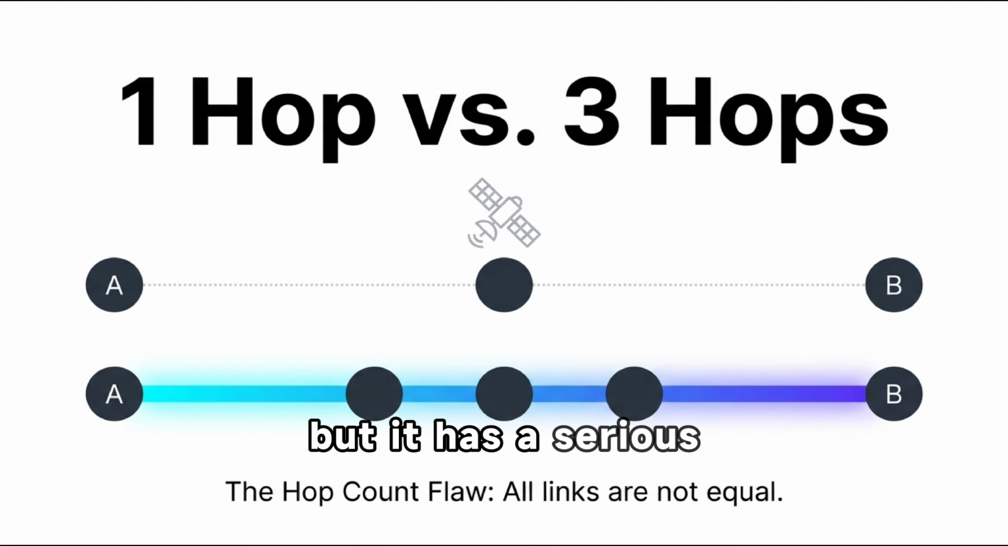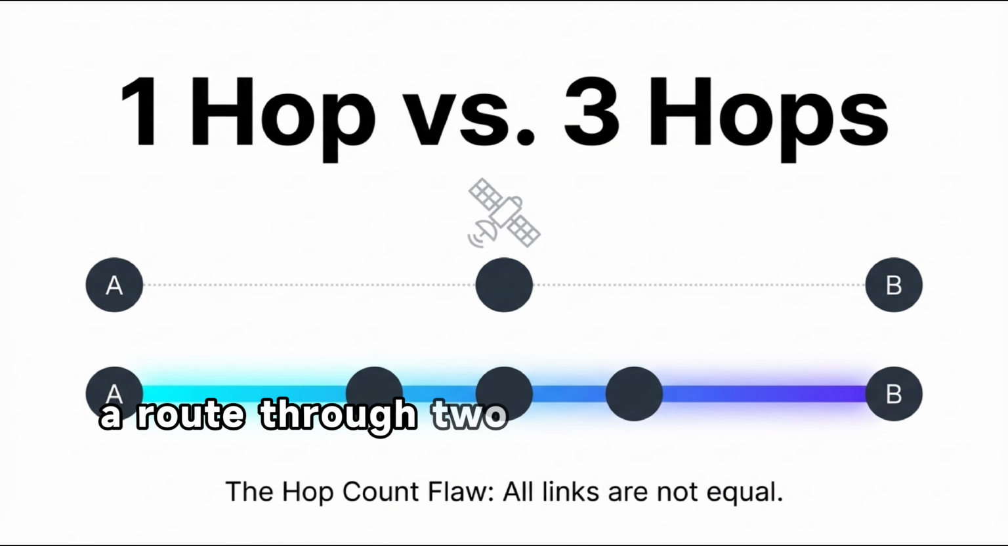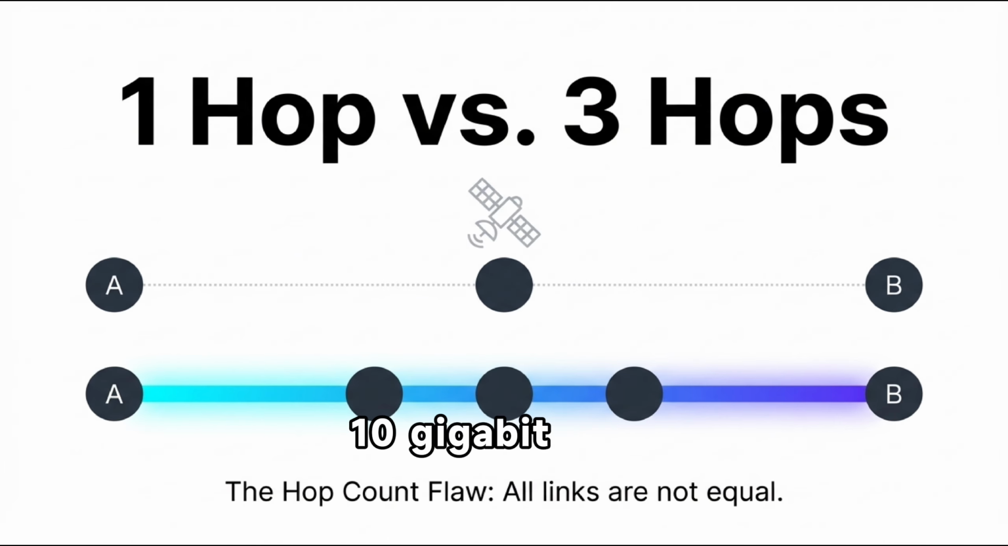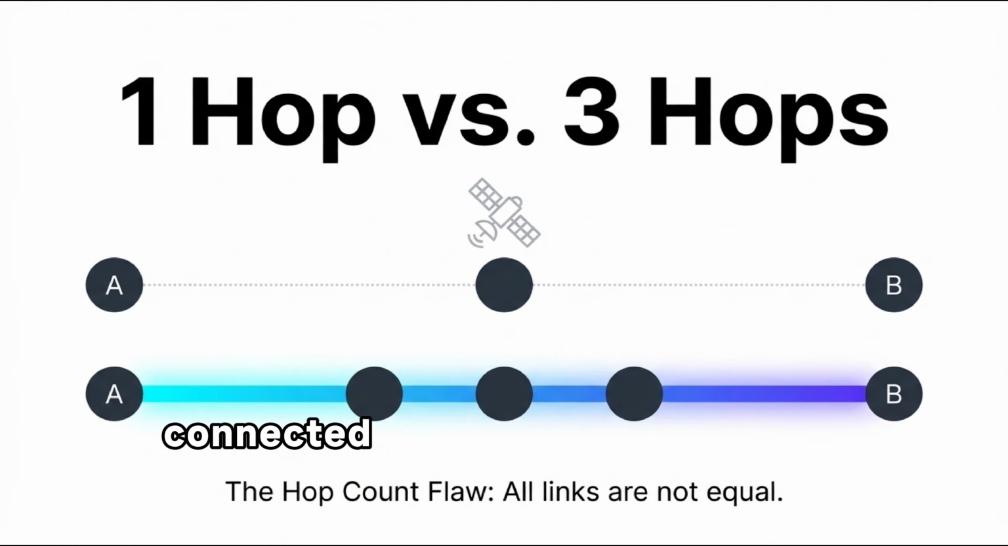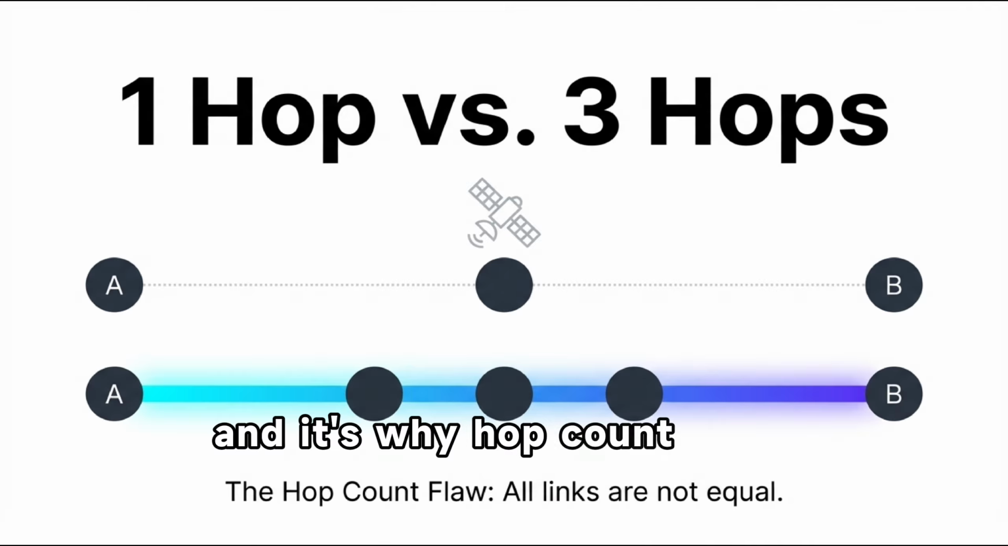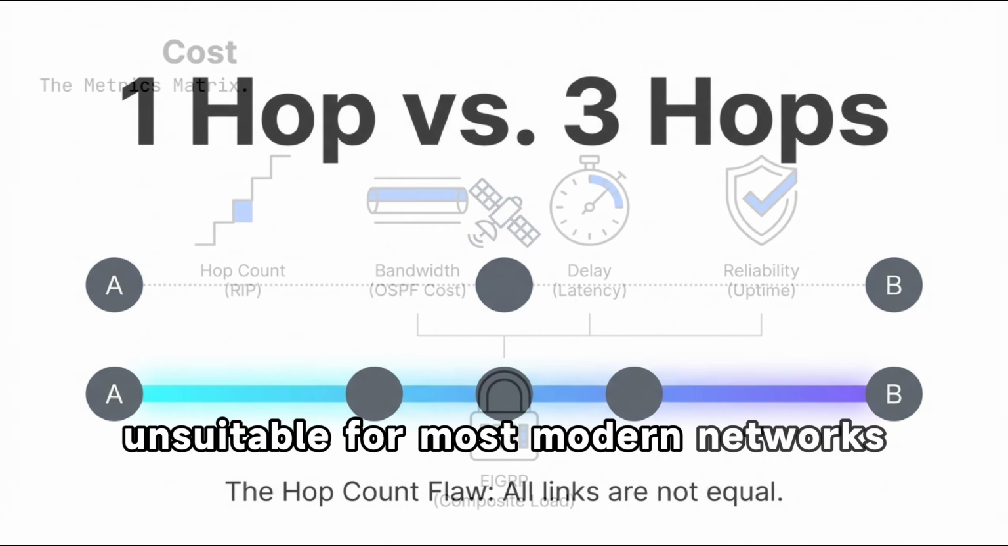But it has a serious flaw. It treats all hops as equal. A route through 2 routers connected by 10 gigabit links might be far faster than a route through 1 router connected by a slow satellite link. Hop count would prefer the second route because it has fewer hops. That's the wrong answer, and it's why hop count alone is considered a crude metric unsuitable for most modern networks.